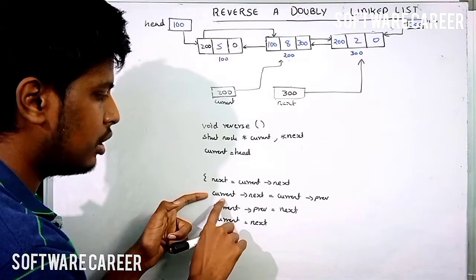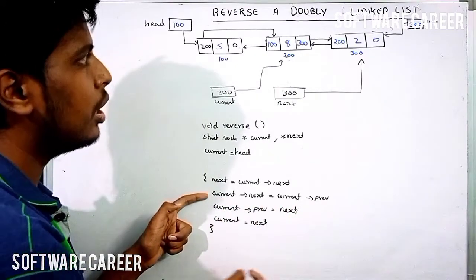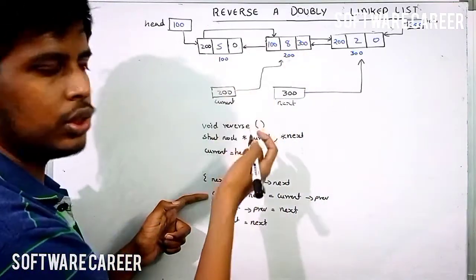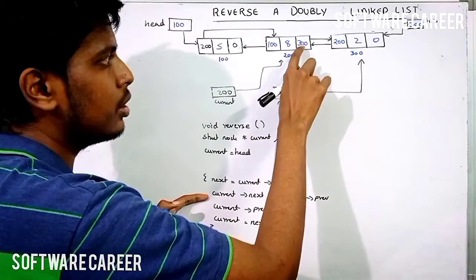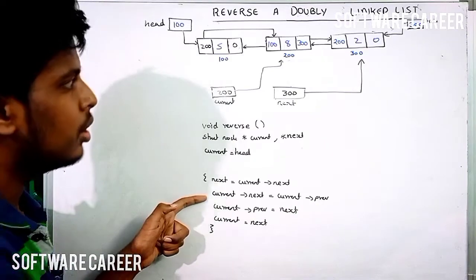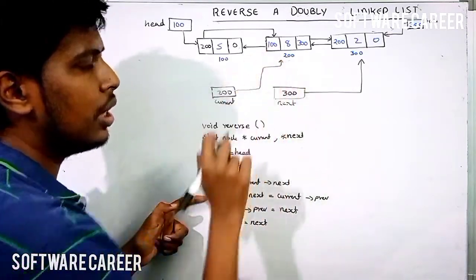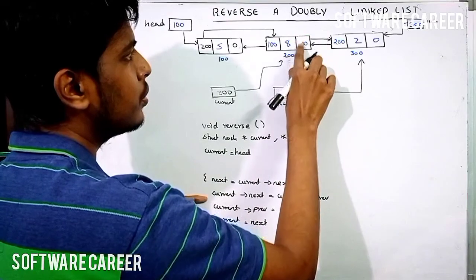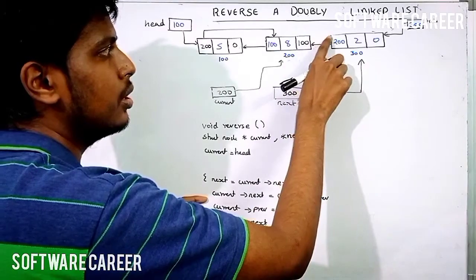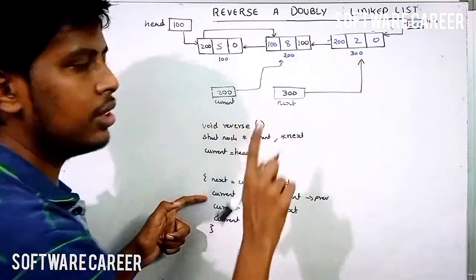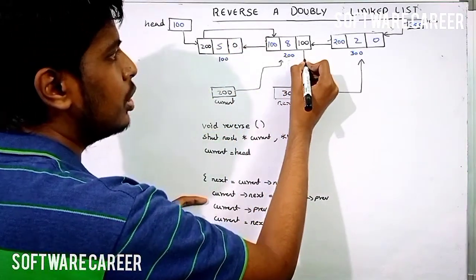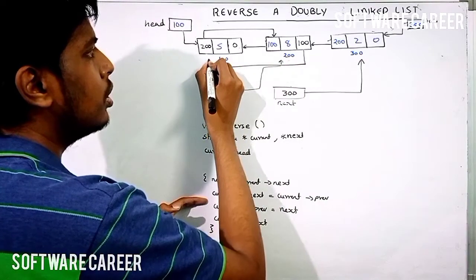Now see, next step is current next equals to current previous. That means you are updating the next pointer of current to the previous pointer. So see here, current is 200. 200 next is this pointer. In this pointer you are storing the address of current previous. So current is 200, 200 previous is 100. So you are storing here 100. Now this link gets cancelled. It's not pointing to address 300 anymore. It's pointing to address 100. So now this pointer is pointing to this node.